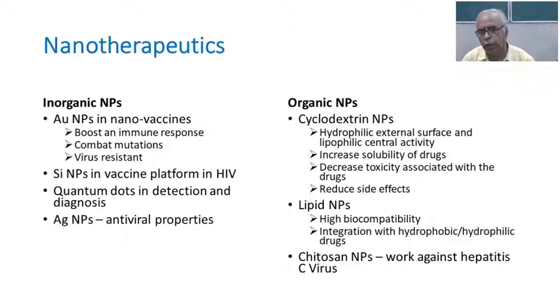Then we have the lipid NPs. They are popularly known for their high biocompatibility. They can be integrated easily with the hydrophobic type of drugs as well as hydrophilic type of drugs. Then chitosan NPs, they can work against hepatitis C virus.